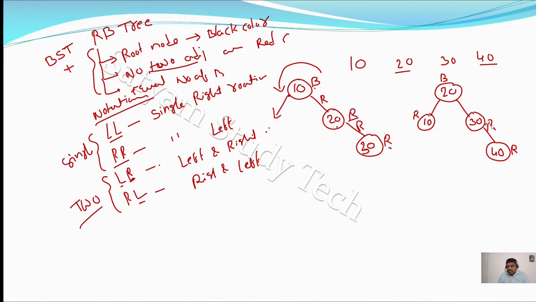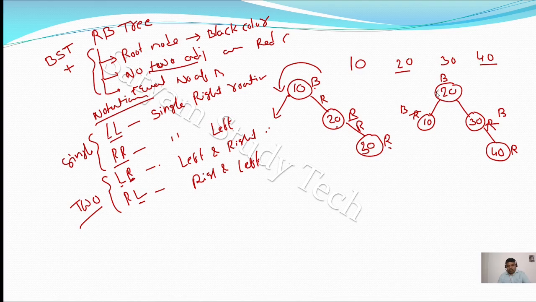Then you have to change the red color to black color here, and also have to change the grandparent of 40, that is 20. So okay, the 20 color is black, you can change it to red color. But if it is the root node, leave it as it is. If it is not the root node, you can change that color also.